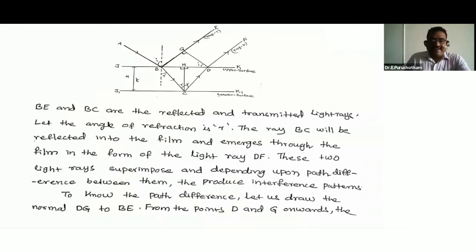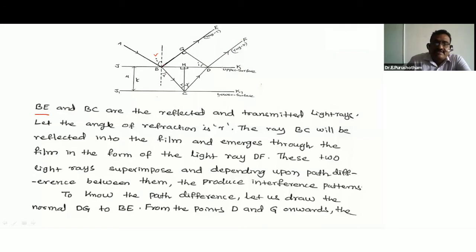So you can see here, the AB monochromatic ray is incident on the upper surface at point B with incident angle i. Some portion of light is reflected as BE, and the remaining ray is transmitted through the thin film. It is incident on the lower surface at point C. It is also reflected from the lower surface and emerges from the upper surface as DF.